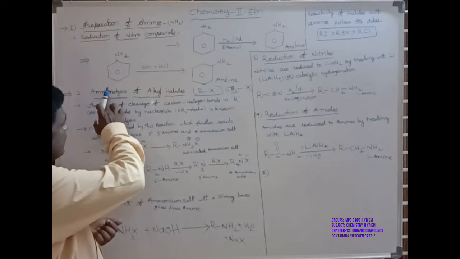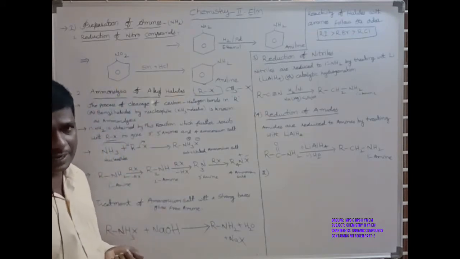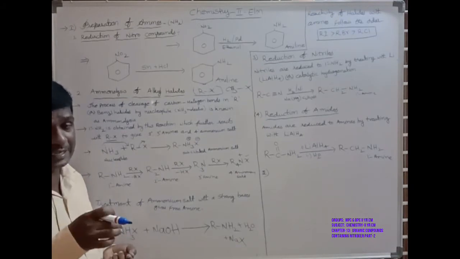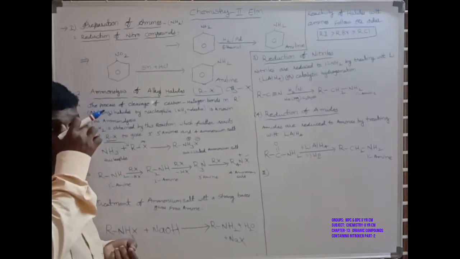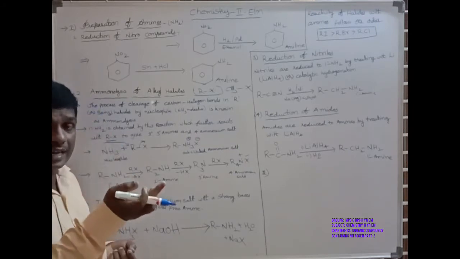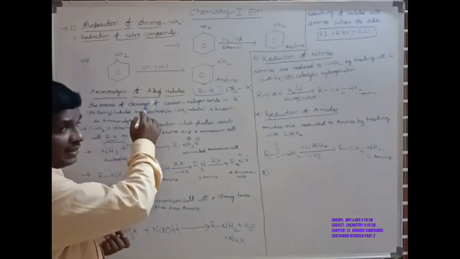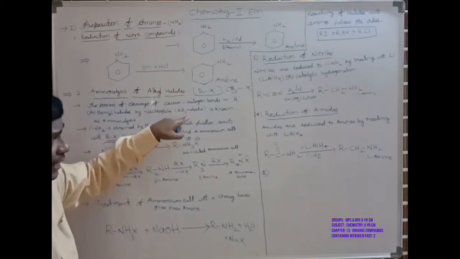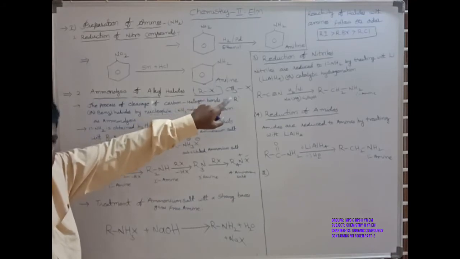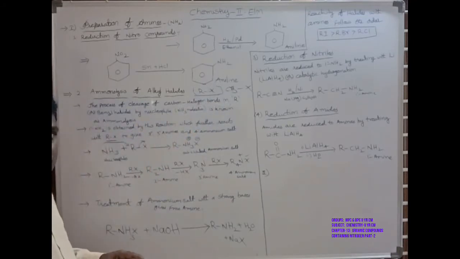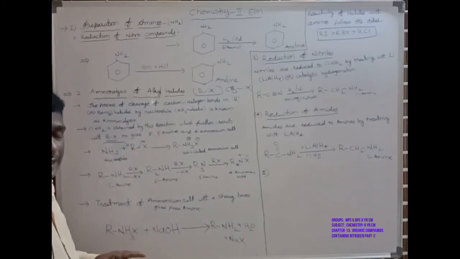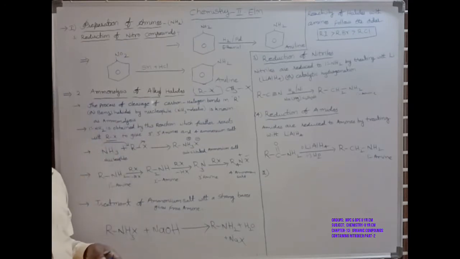What is the meaning of ammonolysis? It is the cleaving of the carbon-halogen bond in alkyl halides or benzyl halides by the nucleophilic NH3 molecule, which is known as ammonolysis.